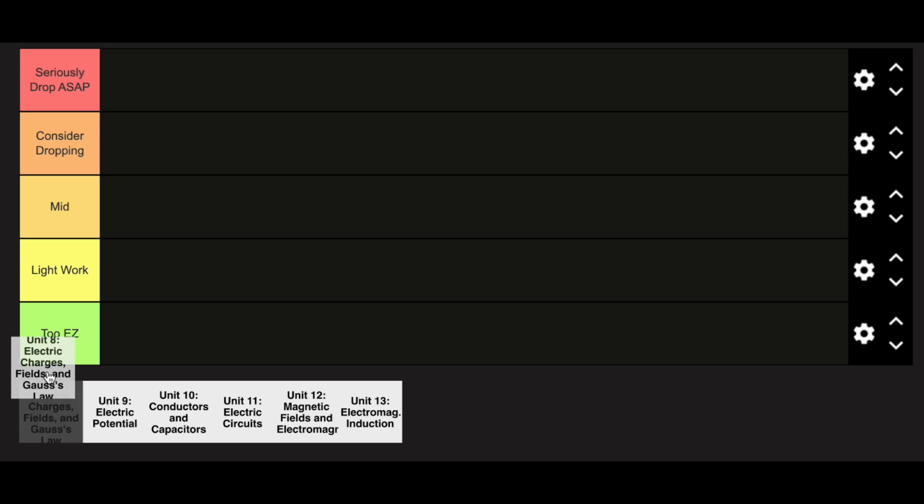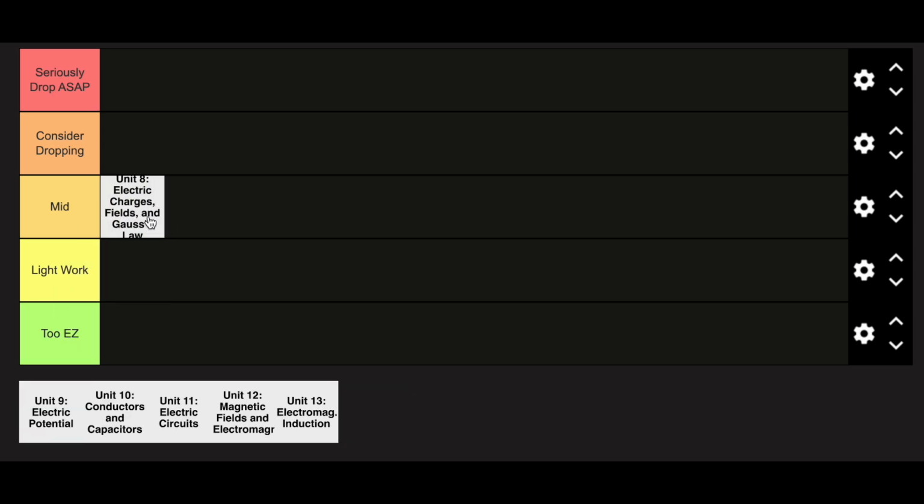Now, with that out of the way, Unit 8, Electric Charges, I'm going to go ahead and put in the mid category. Typically, overall, AP Physics C E&M tends to be a little bit tougher than mechanics, especially because a lot of people take AP Physics 1, which helps with the mechanics portion, but not necessarily the E&M portion.